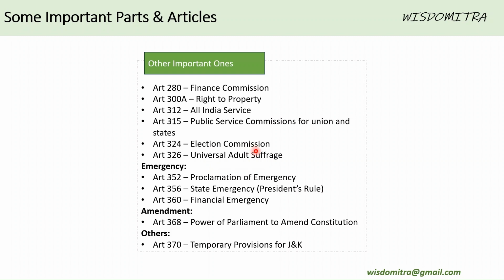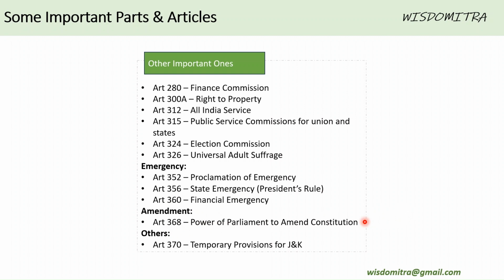324 Election Commission, 326 Universal Adult Suffrage, Emergency, 352, 356, and 360. And just to remind you, 352 has been implemented very few times. As far as I remember, it's just three, right? Whereas 356, that is state emergency, almost 100 plus times. And 360 never ever till now. So we'll discuss this when we go into emergency, but you can remember 352, 356, and 360 are like most important. 368 is about power of parliament to amend the constitution.